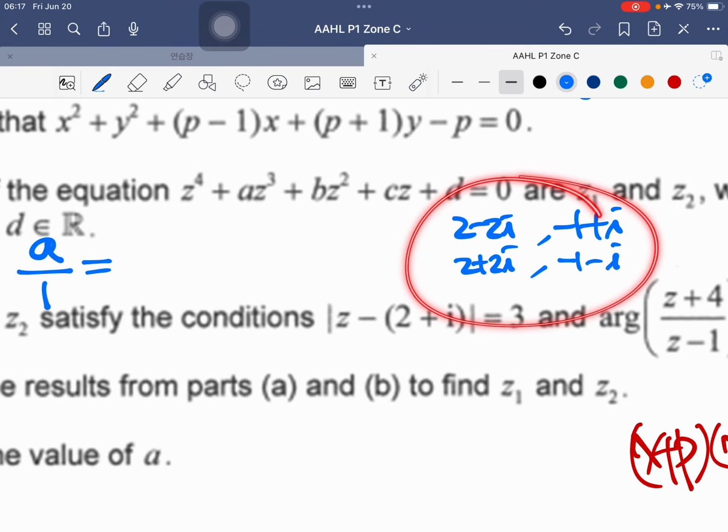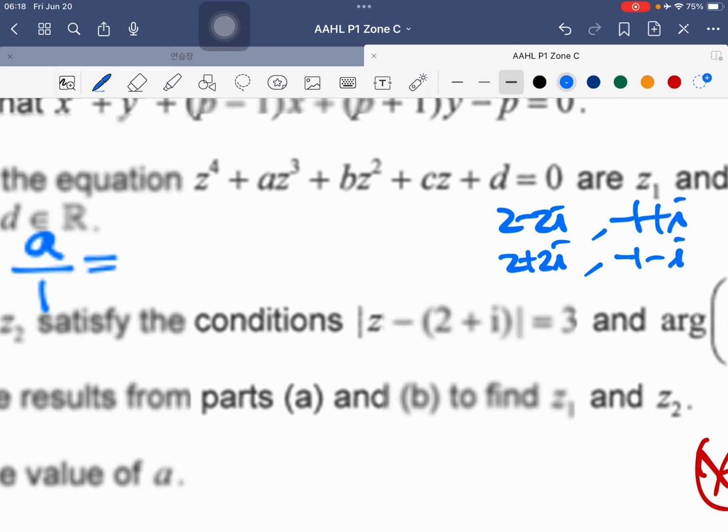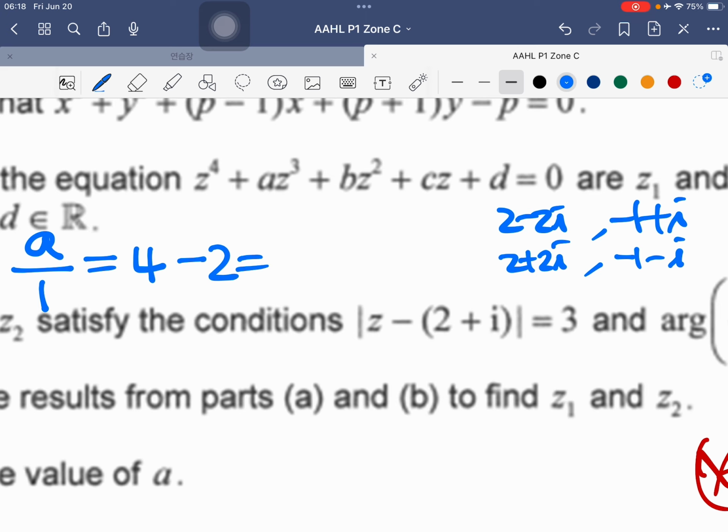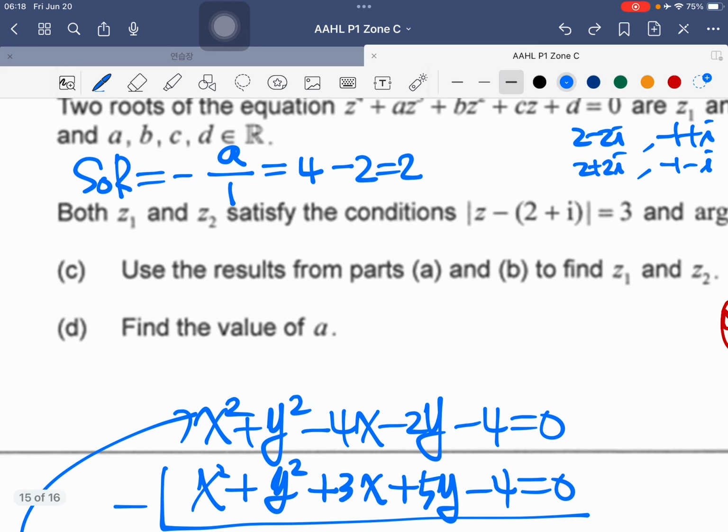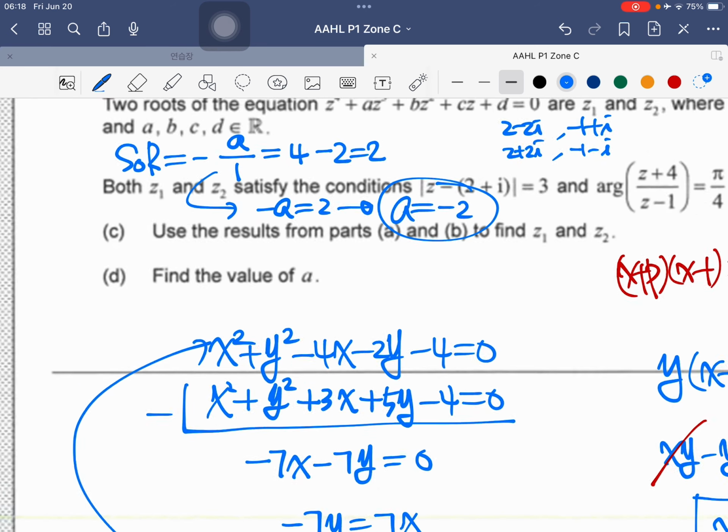Adding the first 2 numbers, we got 4, and adding the second 2, we got minus 2, right? So it's 2, which means from here we can say minus a equals 2. So a is 2. A is negative 2 actually. A is negative 2.